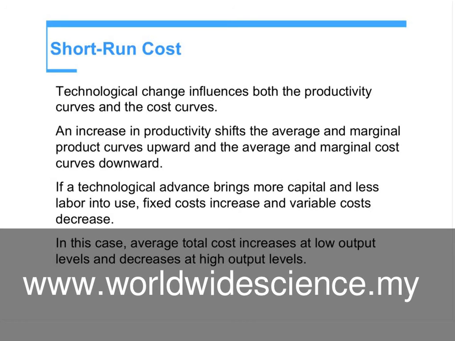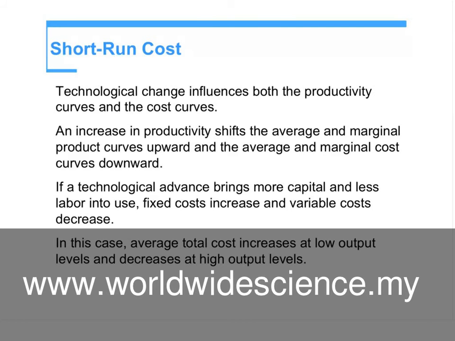So, just to clarify, when you have extra fixed costs, it will change your total cost and your average total cost, but not your marginal cost. But an increase in your variable cost will shift your total cost, your average total cost, and your marginal cost. So your variable cost will shift your marginal cost, whereas your fixed cost will not shift your marginal cost.